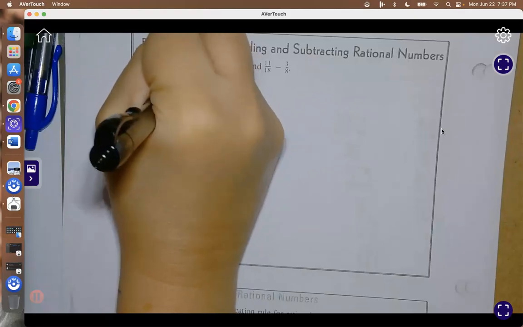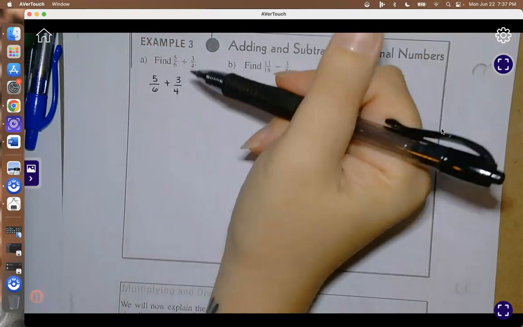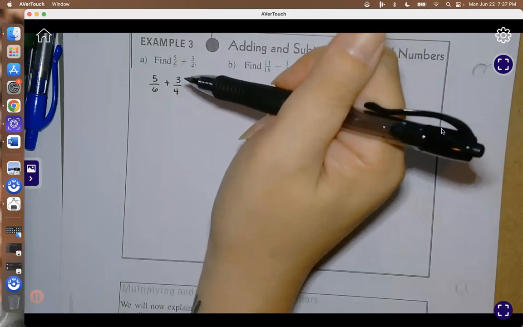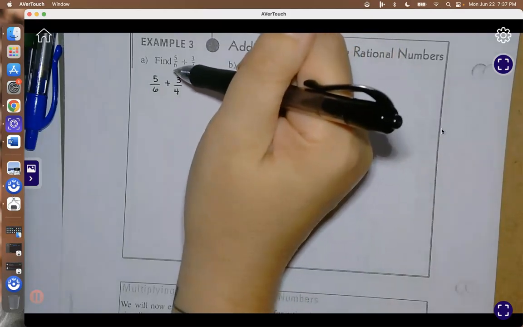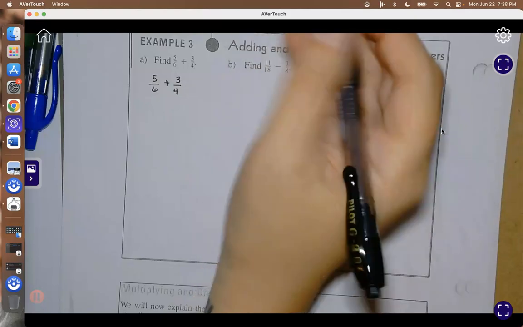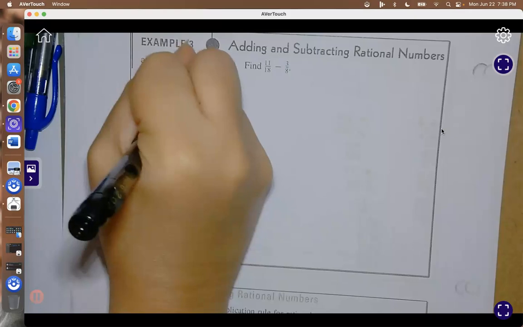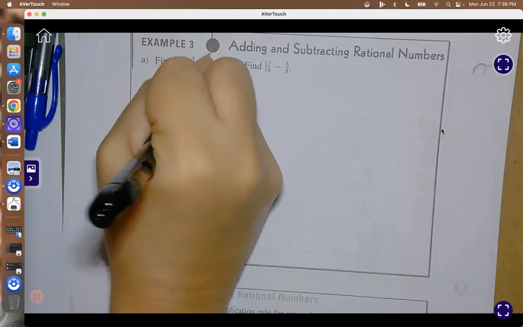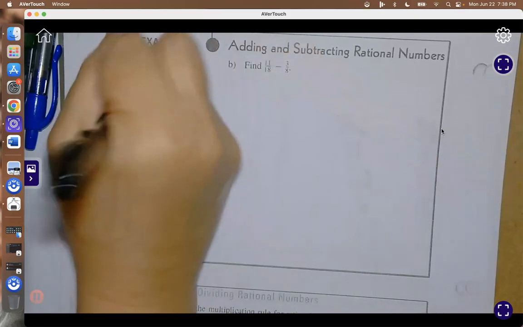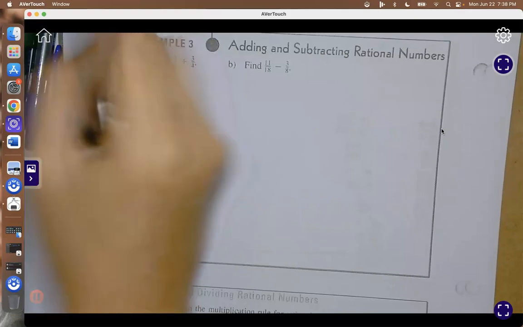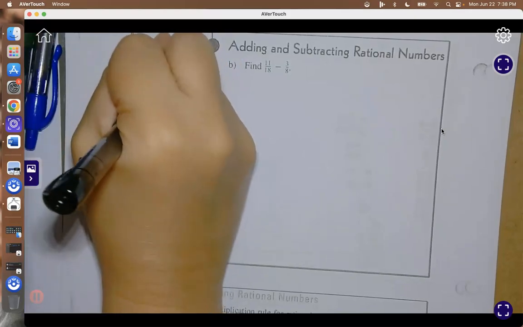5/6 plus 3/4. We're going to do it the way they said it, in case you're not very good at finding common denominators. You can just multiply the two together and that can be your common denominator. So we'll make the common denominator here 24. Now, when we do that, we changed the bottom number.